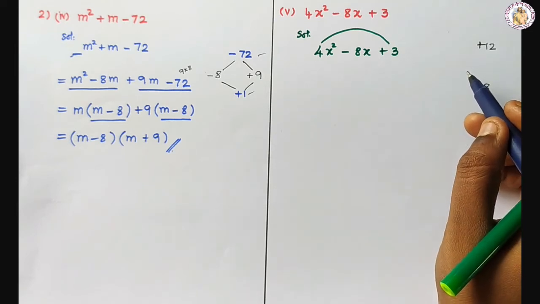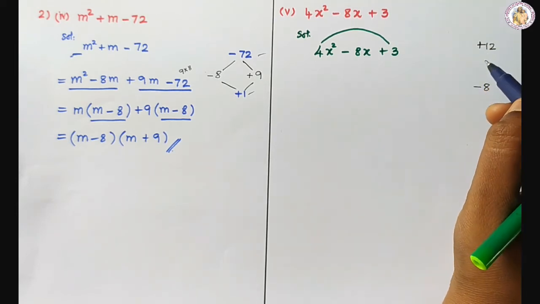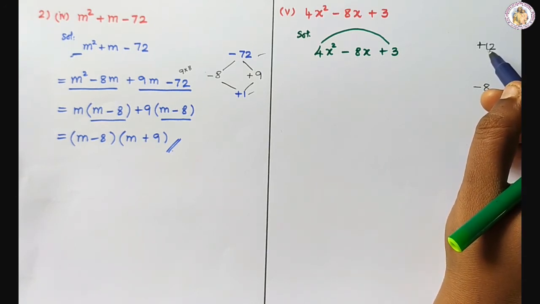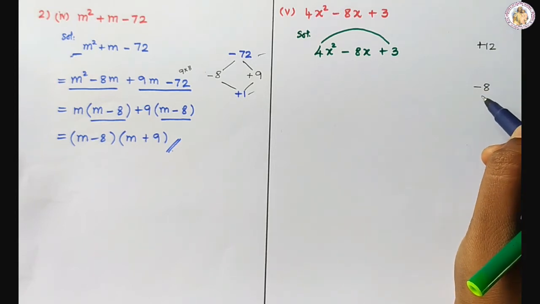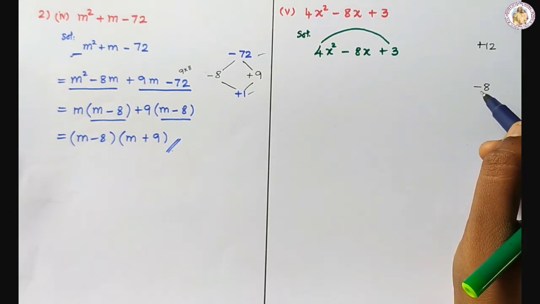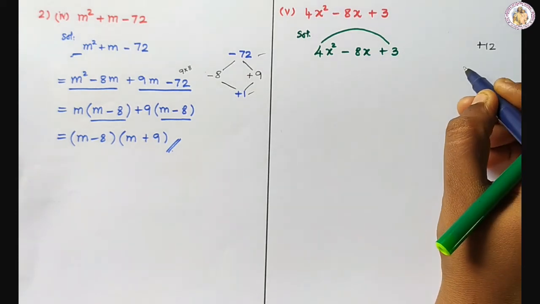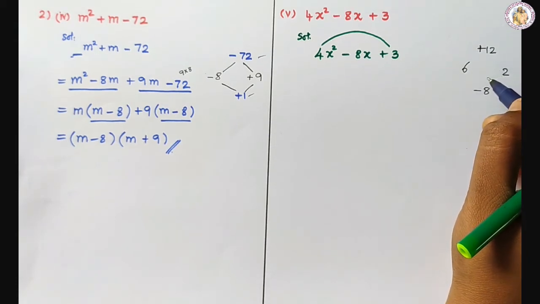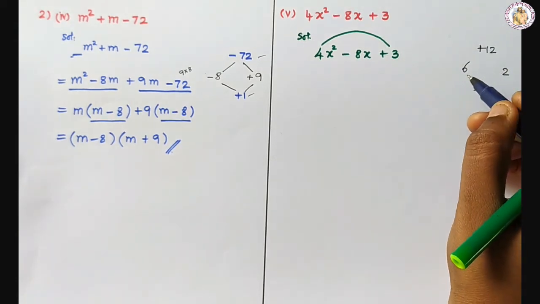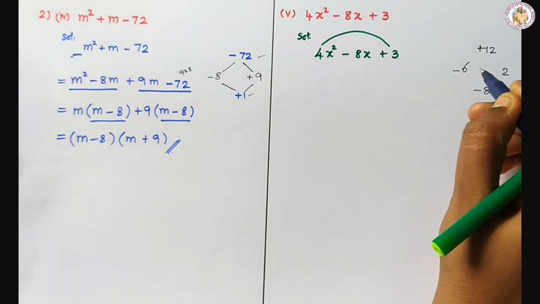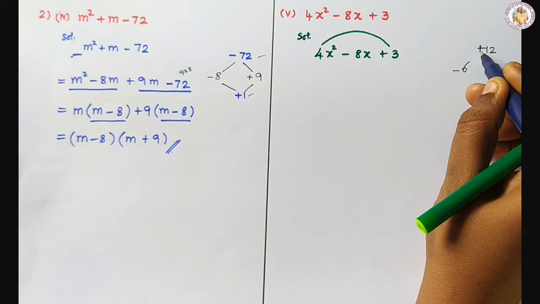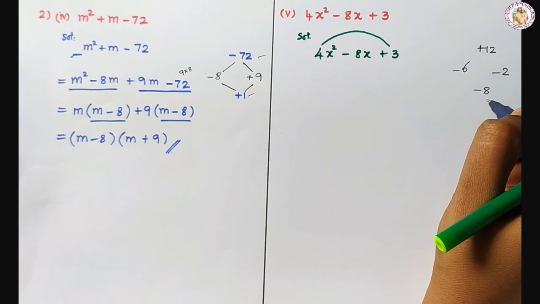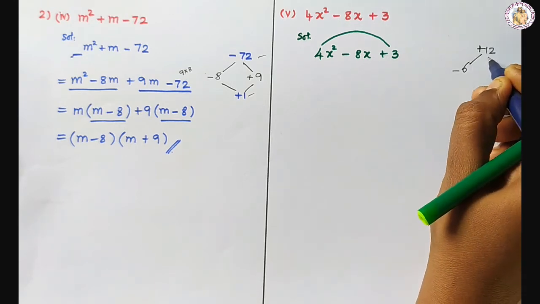Now what are the two numbers? That only we have to find out. If we multiply means we should get plus 12. Addition means we should get minus 8. What are the numbers? 6 2s are 12. Now the sign: minus, minus. Minus into minus plus. 6 2s are 12. Here same sign, so add the number, we get 8. Put the same sign. So minus 8.